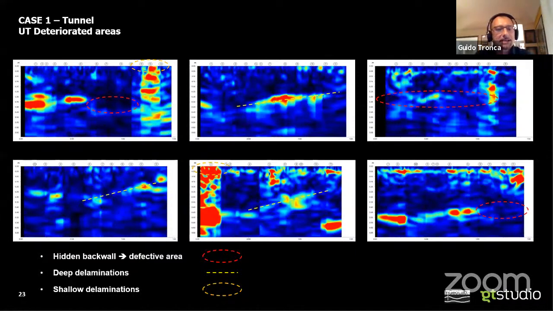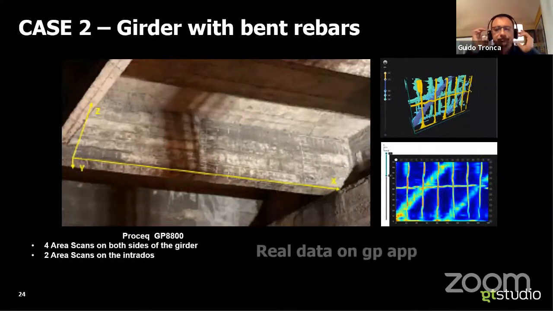So that is the first idea of a combined approach for the detection. That is done on a tunnel. Other examples were done on tunnels and on bridge decks, always large areas. Now, a second case I would like to discuss, focusing down and starting from the detail.